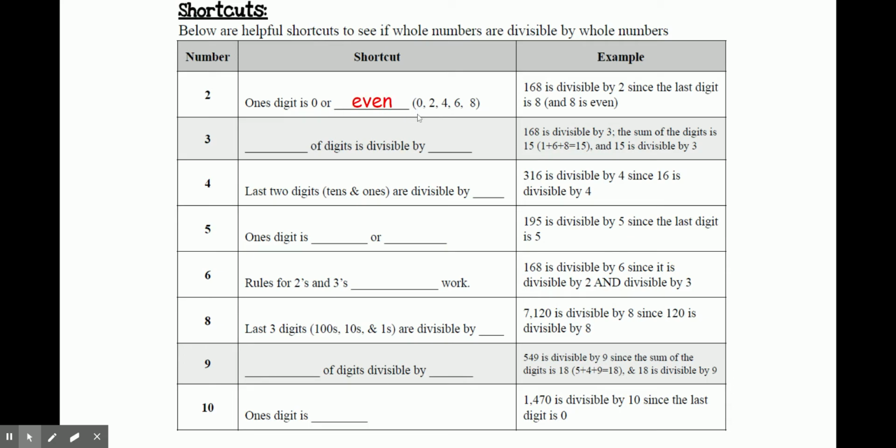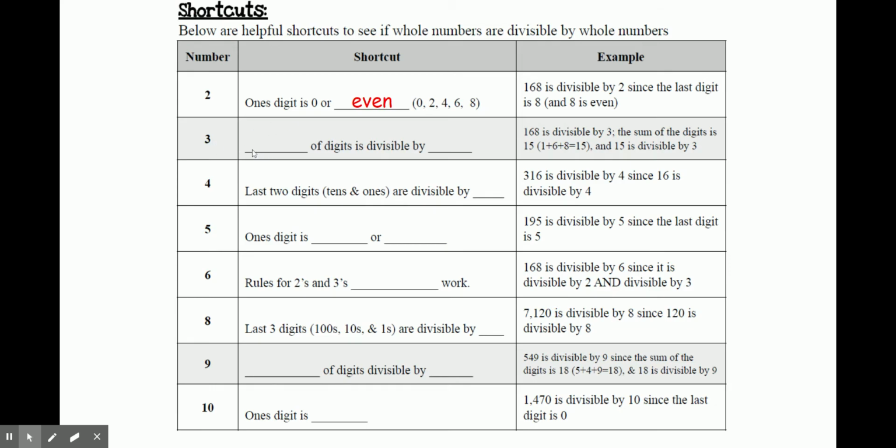So examples would be 0, 2, 4, 6, and 8. Those are all even numbers. Or if the ones digit is a 0, you know that it's going to be divisible by 2. So 168 is divisible by 2 since the last digit, the ones digit, is even. 127 would not be divisible by 2 because it's an odd number.